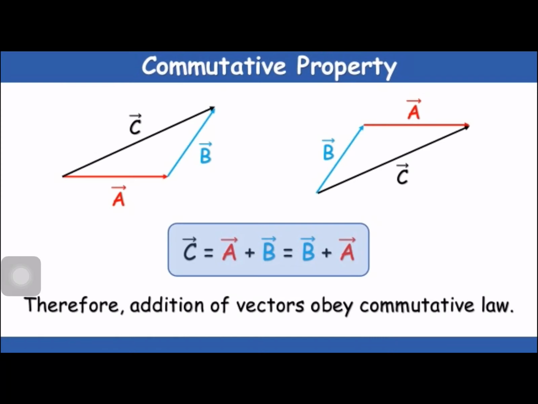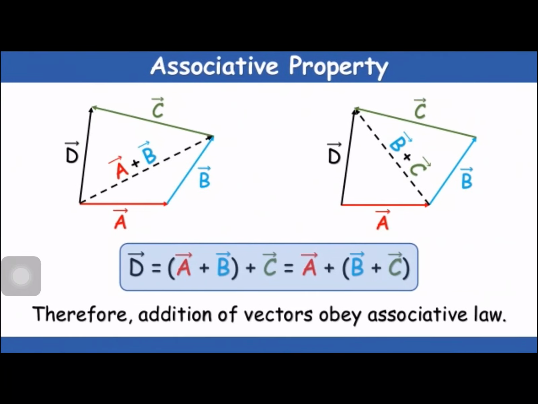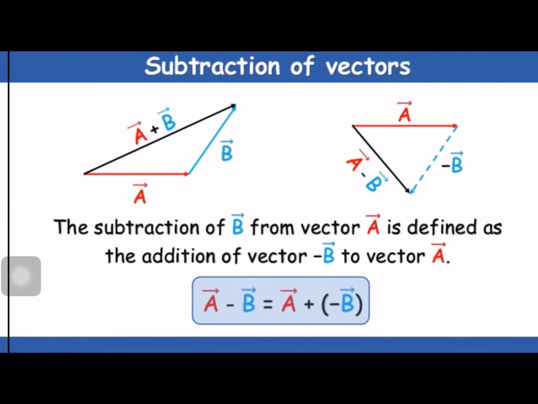And commutative property. For the case of addition, vectors obey the commutative property: A vector plus B vector is equal to B vector plus A vector. In the same way, vector addition obeys the associative law: A vector plus B vector plus C vector is nothing but A vector plus B vector plus C vector.